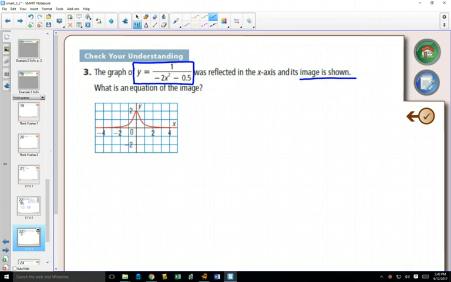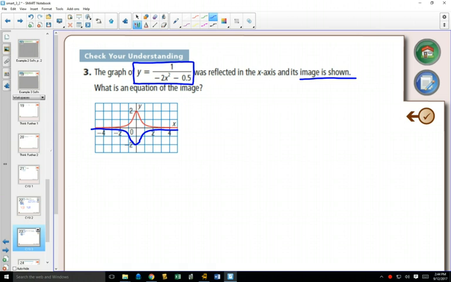So if we wanted to draw the original graph, we would have to unreflect. How would we, unreflecting would be just the same as reflecting originally, right? If this was reflected in the x-axis, does it make sense that the original graph was there? So we need to find an equation for that image graph, for the red graph.